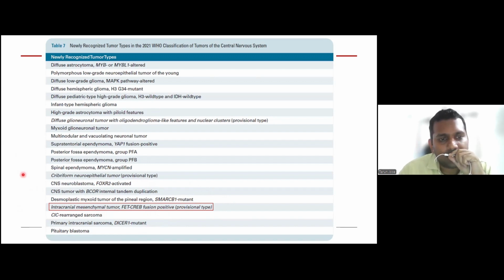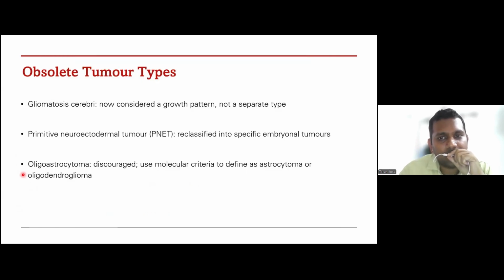Then there are sellar tumors. Sellar tumors will be pituitary and craniopharyngioma, and craniopharyngioma is also subdivided into two different types. Among the obsolete tumor types, the wording of anaplastic is no longer used; that is grade 3 now. Then gliomatosis cerebri is now considered a growth pattern and not a separate subtype. Then primitive neuroectodermal tumor is reclassified into specific embryonal tumors.